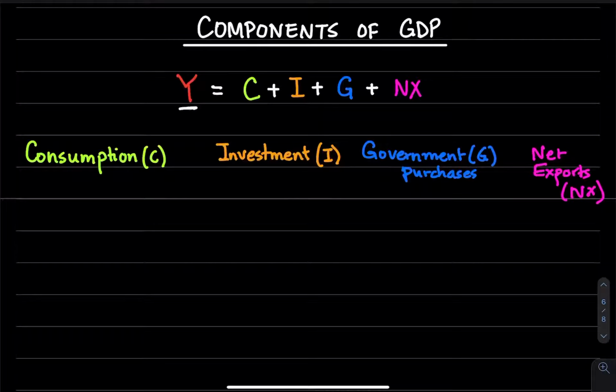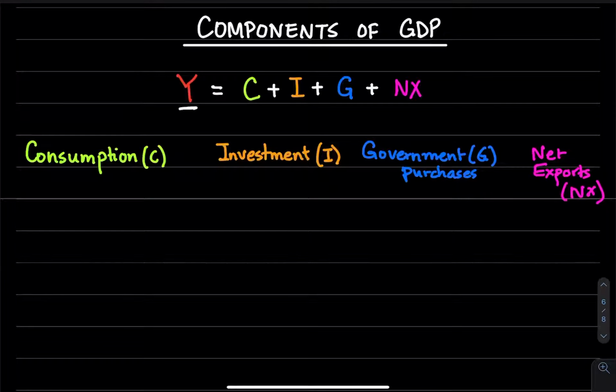In this video, we'll do a deeper dive in understanding what are the different components of GDP. Now, recall from the last video that the national income accounting or the national income identity is stated as follows. If Y is GDP, this is equal to 4 different components, or it can be categorized as spending on 4 different components. There's consumption, there's investment, government purchases, and net exports.